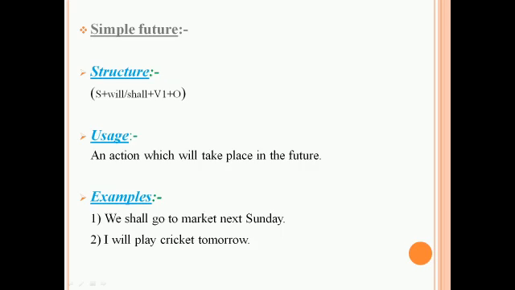We is subject, shall, we plus will or shall plus V1. Go is V1 here. Play is V1 here in second sentence. I will play cricket tomorrow. Tomorrow, next week, next day, next month, year, etc. All these are future time indicators.